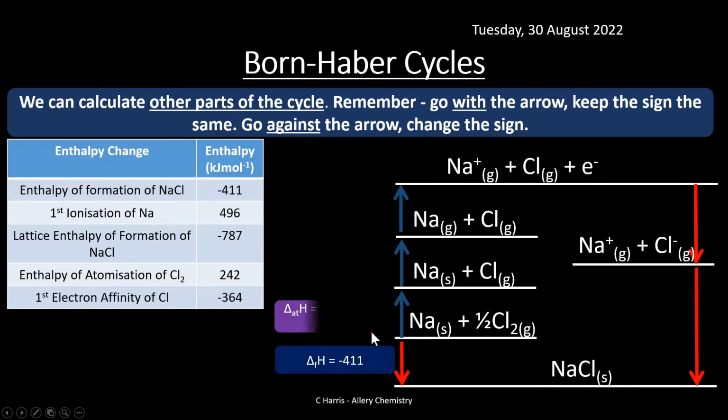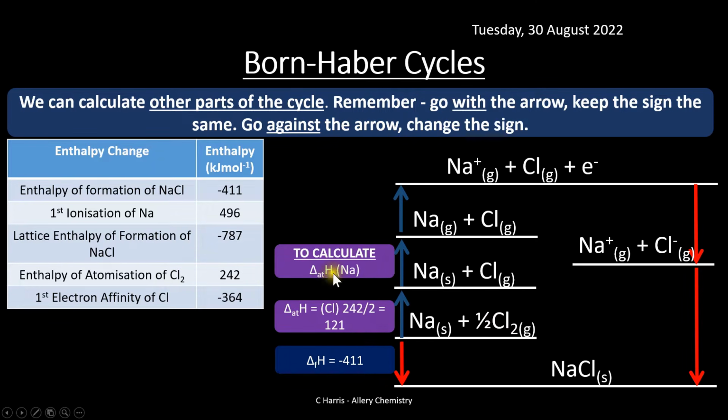We have the enthalpy of atomization of chlorine. It's 242 divided by 2. Remember, they've given us the enthalpy of atomization of Cl2, and we only want half of Cl2, so we have to divide that by 2. We need to calculate the enthalpy of atomization of sodium.